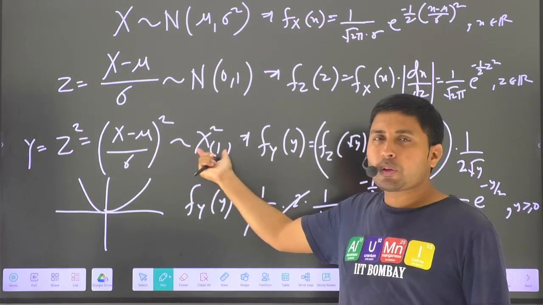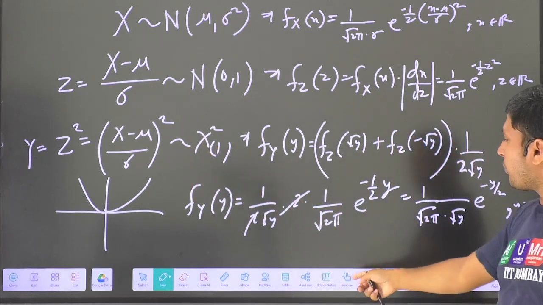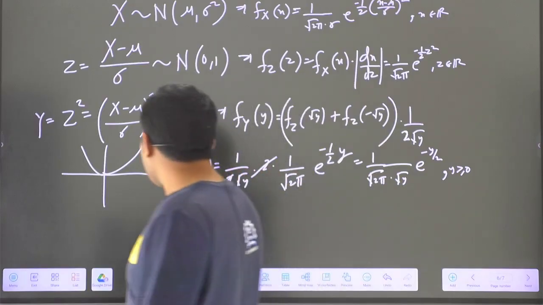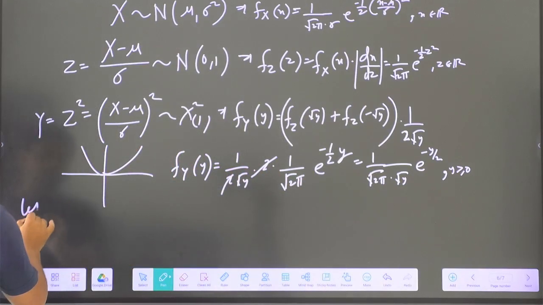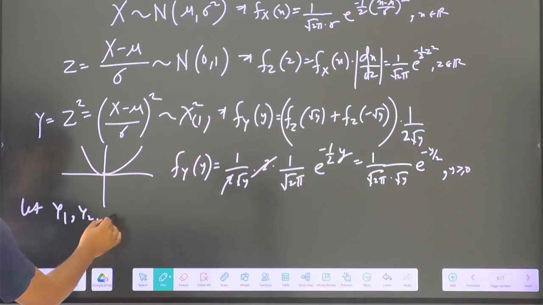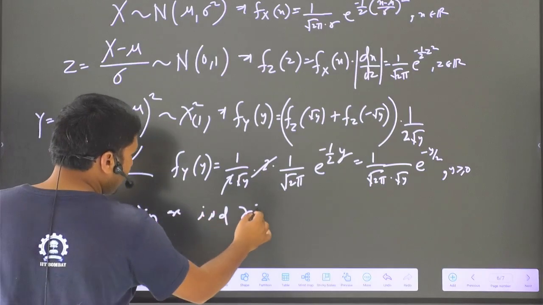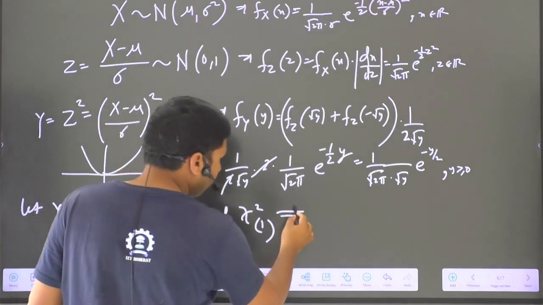Y means chi-square with 1 degree of freedom. This is the PDF of chi-square with 1 degree of freedom. Now if I write, let y1, y2, yn be IID chi-square with 1 degree of freedom.